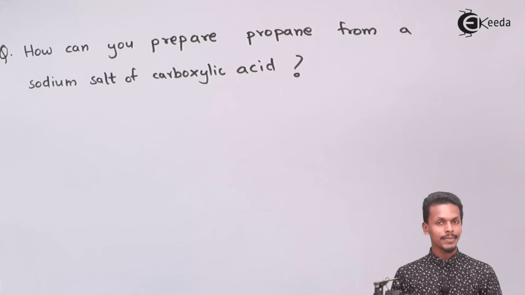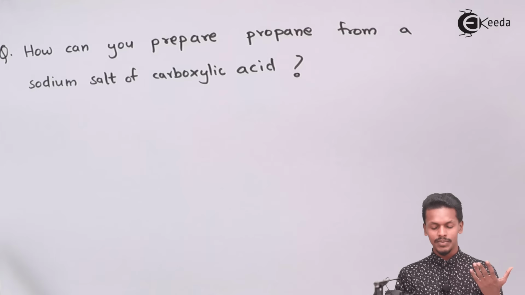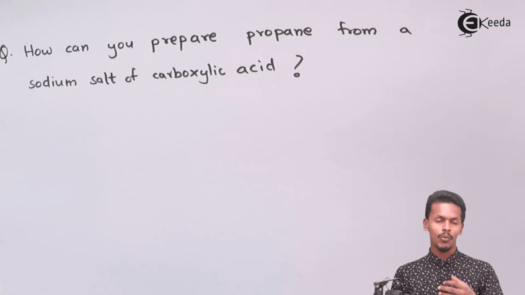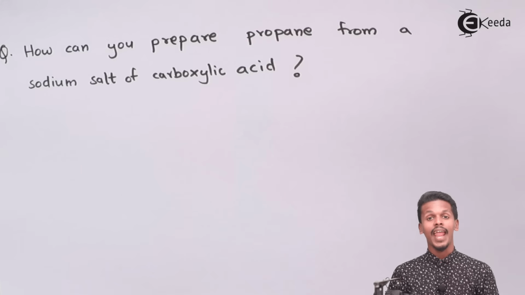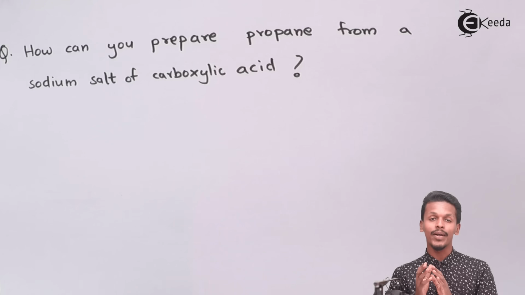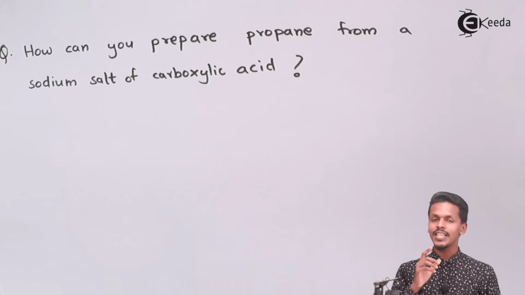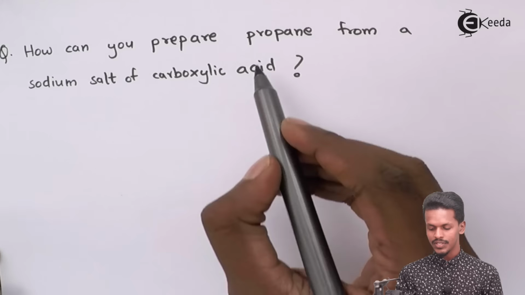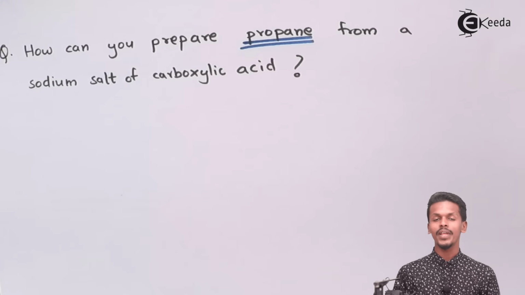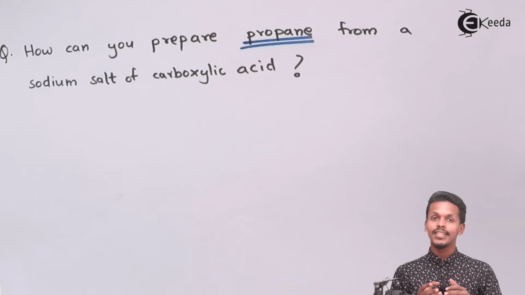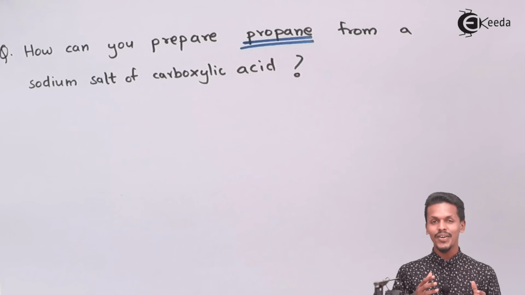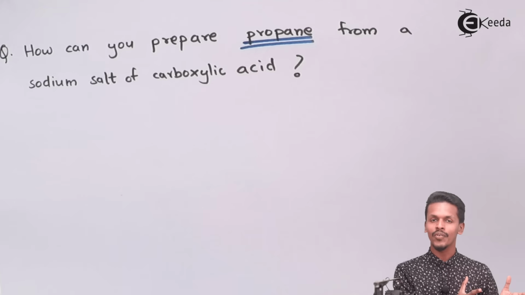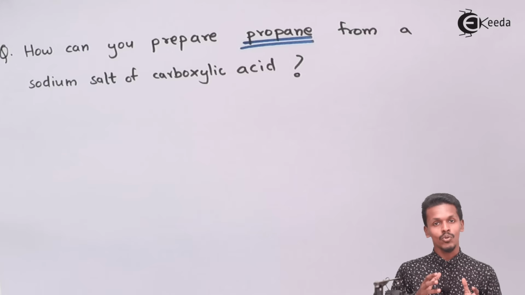So we have to think about what the conclusion would be. We know that the sodium salt of carboxylic acid undergoes decarboxylation, and after decarboxylation we get Na2CO3 as a byproduct, and the main product has to be an alkane with one carbon atom less than the original sodium salt of carboxylic acid. So if we have to prepare propane, which consists of 3 carbon atoms, its sodium salt of carboxylic acid will contain 4 carbon atoms. Therefore we have to represent the 4 carbon atoms in the form of the sodium salt of carboxylic acid, and then do the decarboxylation process to get propane as a product.